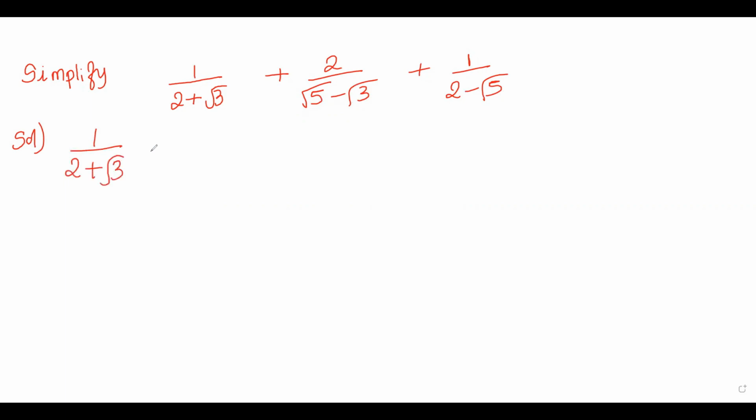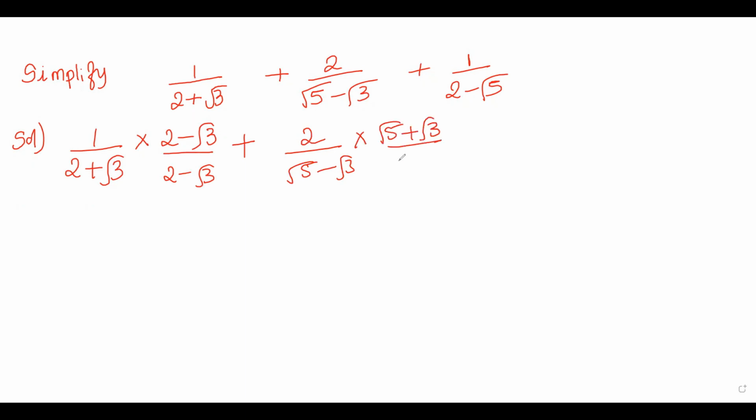Rationalizing the first term, multiplying and dividing with 2 minus root 3. Now rationalizing second term, multiplying and dividing with root 5 plus root 3. Rationalizing third term, multiplying and dividing with 2 plus root 5.